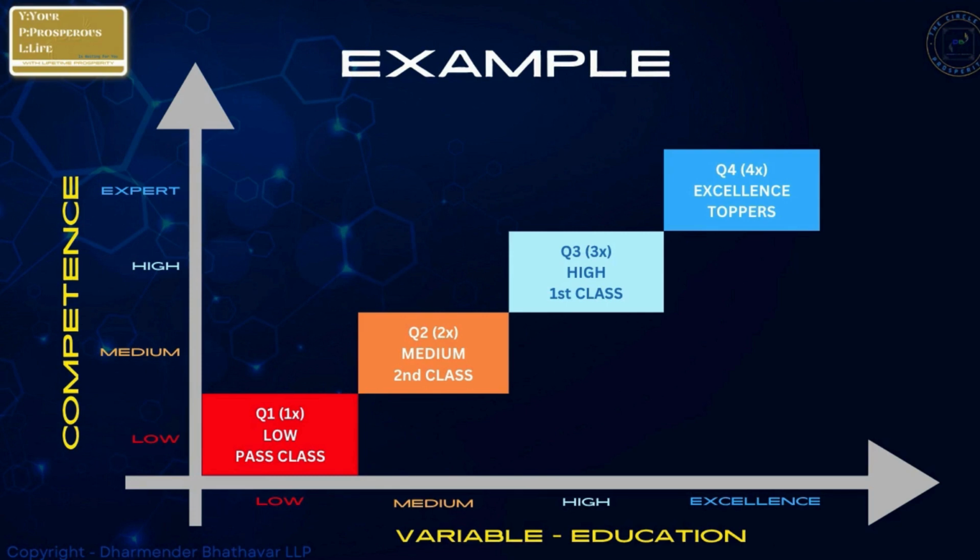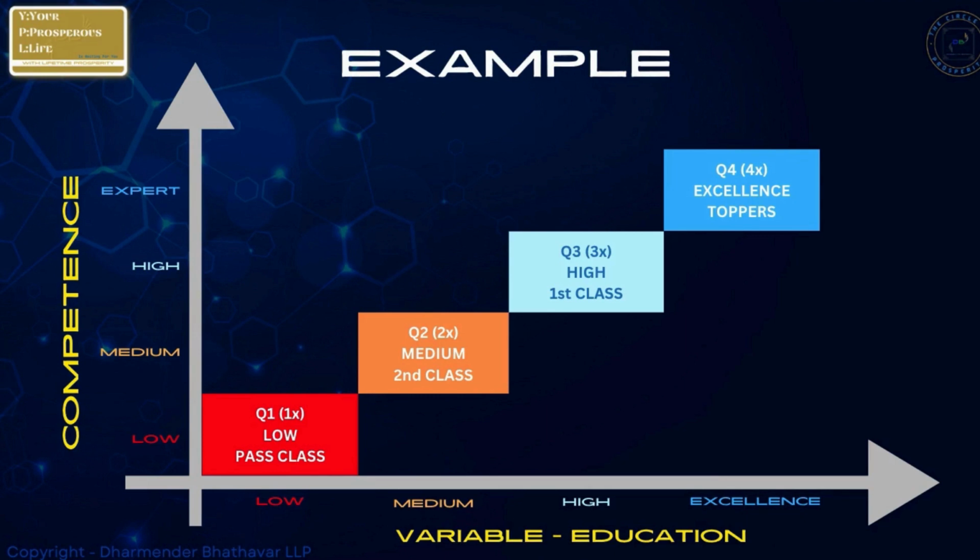For example, let us put it in this way. If your competency is low and your variable education is also low, then that means that you are in the pass class right now and you have placed yourself in quadrant 1. So that is your current position. Now, from this quadrant, if you want to transform yourself to quadrant number 4, that is, your competency levels should be in the expert zone, and at the same time you want to achieve excellence in your education, that means that you want to become a topper. Now, what is the growth nX?